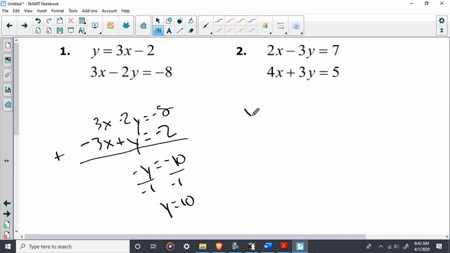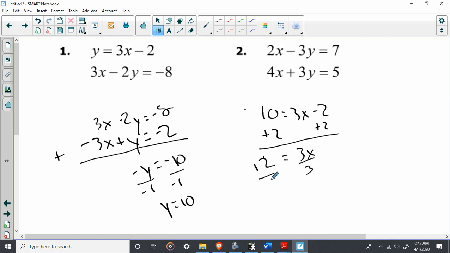Plugging in for y, 10 is equal to 3x minus 2. I'm going to add 2 to both sides. I plugged in for y. I'll say 3x is equal to 12, and we'll find out that x is equal to 4. So again, you get to play on what you want.